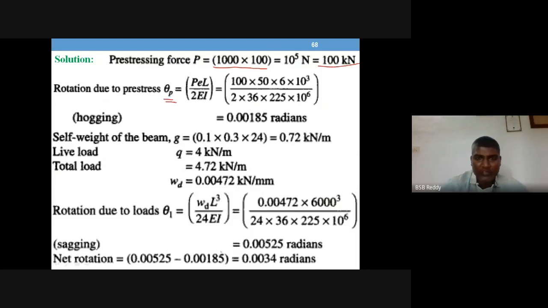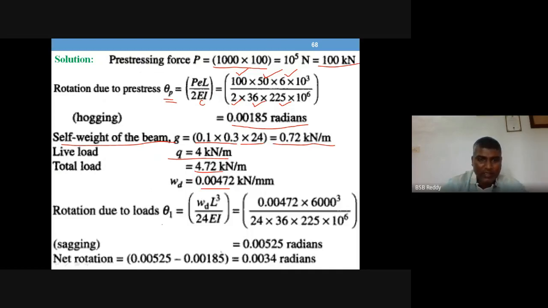Now get theta P first, which is PEL by 2EI. P is 100 kilonewton, eccentricity 50, L is 6 meters, and 2 times Young's modulus of concrete, and I is the cross sectional property, the moment of inertia. You substitute Young's modulus of concrete, 36. The self weight of the beam is cross section area into gamma. This will give you the dead load value, and with the live load value you can get the total load.